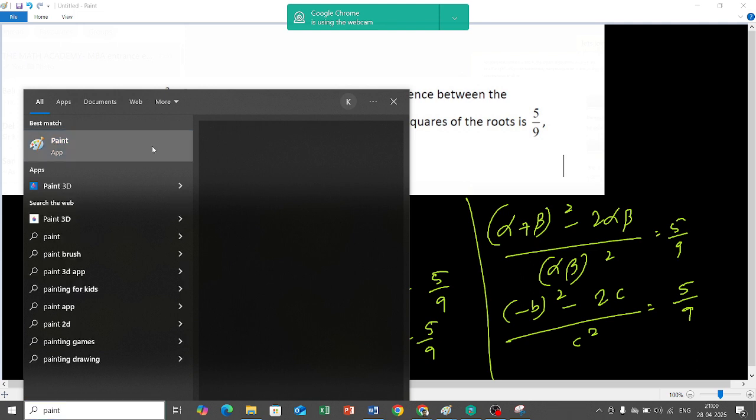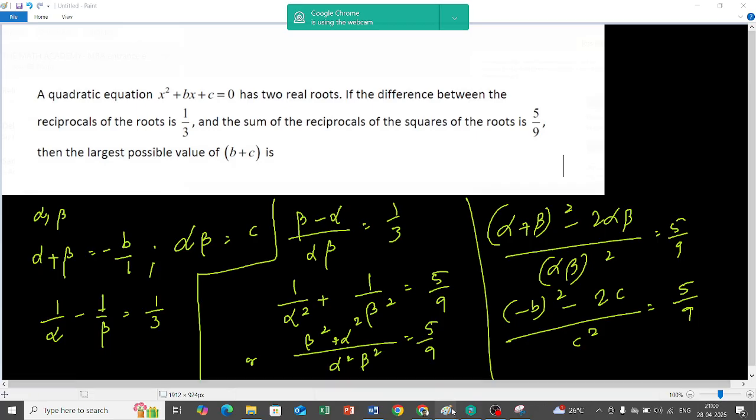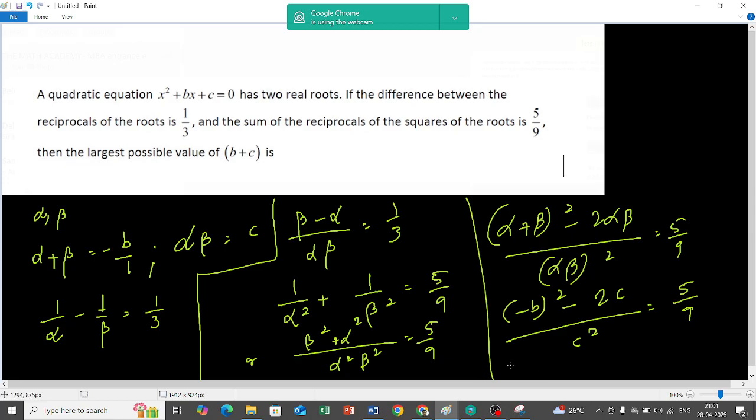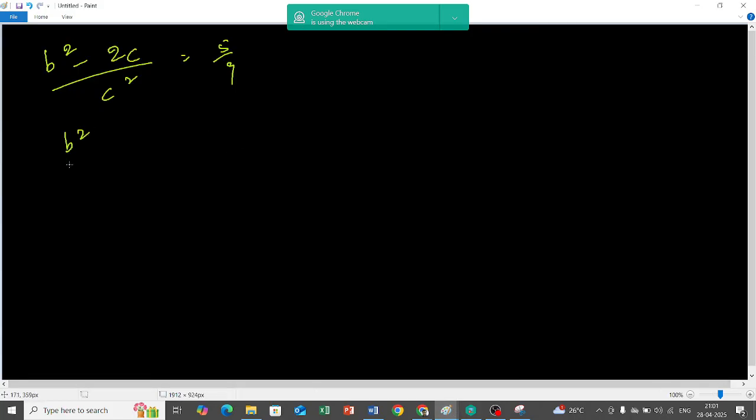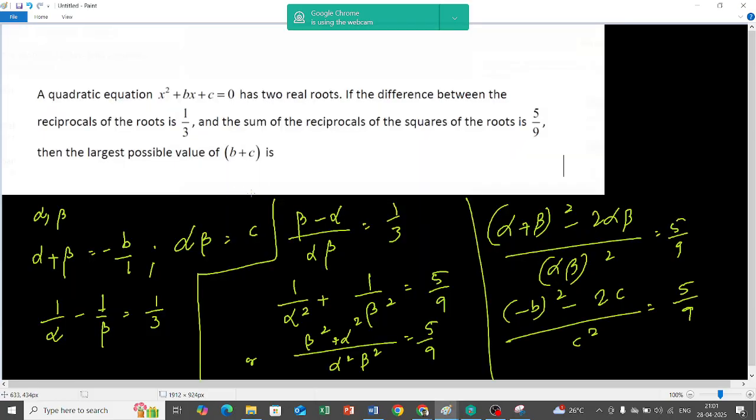Wait, let the paintbrush come. Okay, so now if I solve it, b square minus 2c by c square equals 5 by 9, or b square by c square. What do I need to find out? The largest possible value of b plus c.